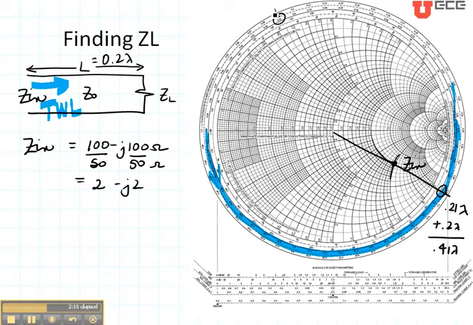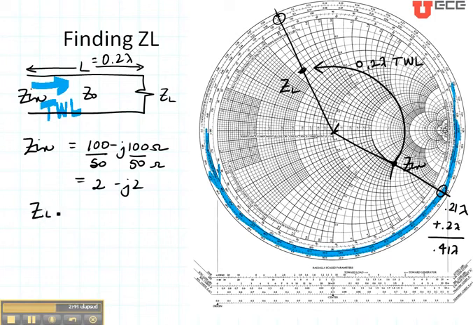Then I'm going to again draw my straight line from the 0.41 to the center of the Smith chart, and I'm going to mark this distance on my piece of paper and move it up here, where I'll go from the center to this point right there. So this 0.2 wavelengths towards the load takes me from my input to my load impedance.